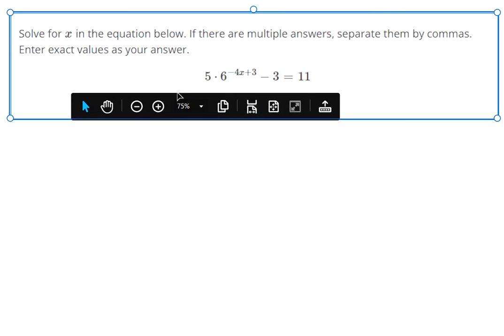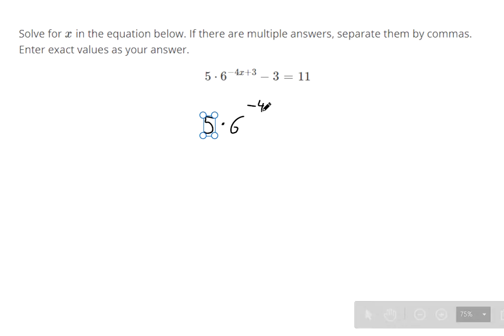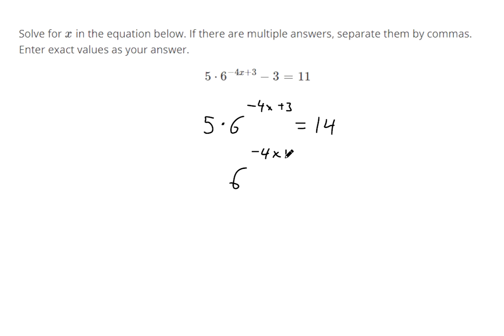So last one of this type, trying to get x by itself. So let's get the exponent piece by itself first. I'm going to add 3 to both sides of the equal sign. So I'm trying to get x by itself. I'm going to try to get the exponent by itself first. So I'm going to get rid of this 5 by dividing 5 from both sides. And I think I saw that it wants fractions in its answer. And now I'm trying to get the x by itself.